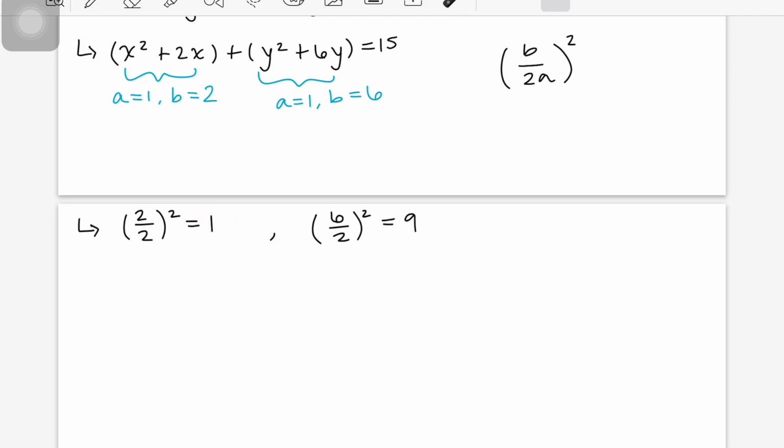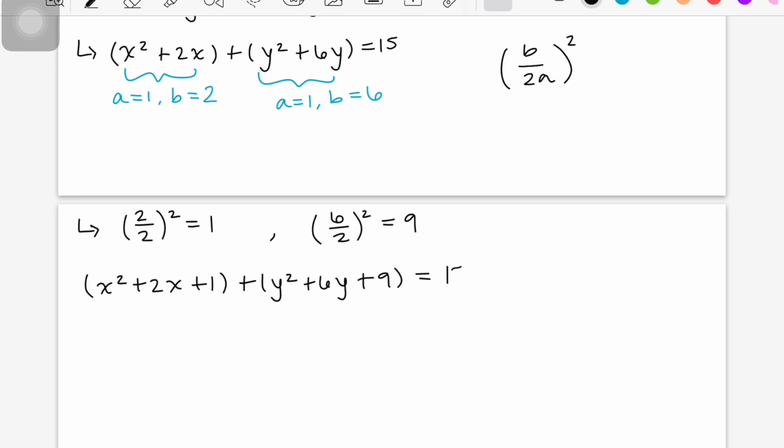So now we're going to add both of these terms to both sides of our equation. So we have x squared plus 2x, and we're going to add 1 here, plus y squared plus 6y, and we're going to add 9 here. So we added 1 and 9 to this side, so we also have to add 1 and 9 to this side of our equation. So we'll have 15 plus 1 plus 9. All right.